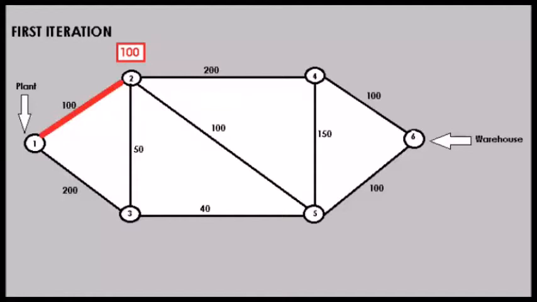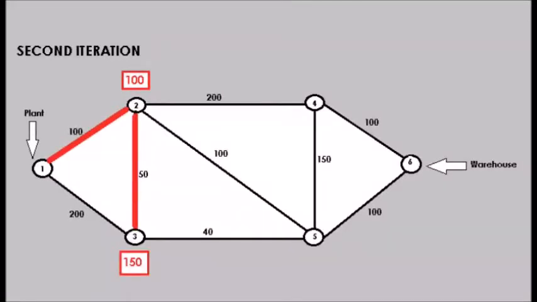Looking at the road network, we can see that the nearest node to the plant is node 2, with a distance of 100 miles. Thus, we will connect these two nodes, which is the first iteration. Now we'll look for the next nearest node to the origin. We check nodes 3, 4, and 5. We can see that path 1, 2, 3 is the nearest to the origin, with a total distance of 150 miles. We connect these nodes and we have the second iteration.